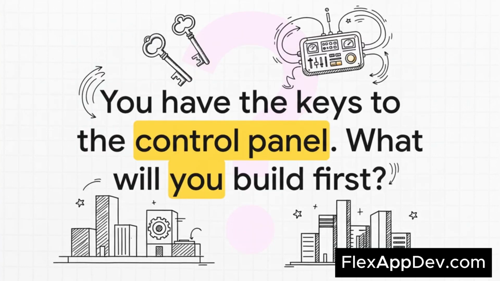So there you have it. That's the whole architecture from the ground up, from the foundational folders all the way to these advanced automated workflows. You literally have the blueprint now to transform Claude Code into an assistant that works exactly the way you want it to. So the only question left is, now that you have the keys to the control panel, what are you going to build first?